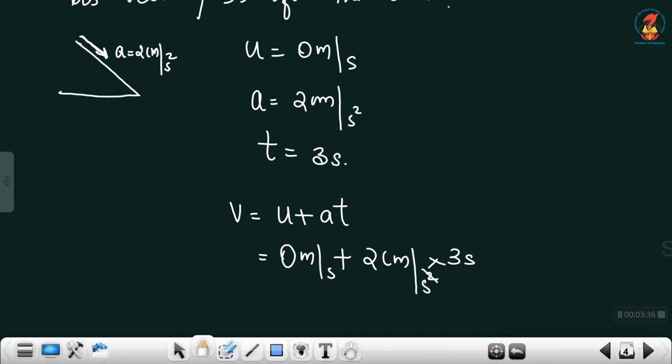Here this second and here second square, 1 second will get cancelled. Now, do the calculation and write the answer in centimeter per second.